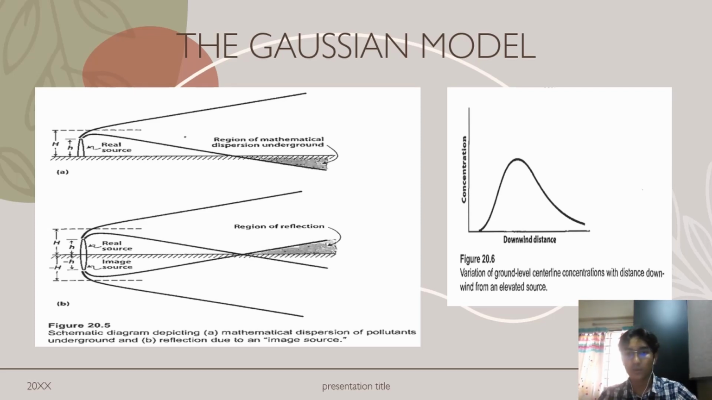On the right, we have figure 20.6, which is a variation of ground level centerline concentrations with distance downwind from an elevated source. It is a bell-shaped graph.